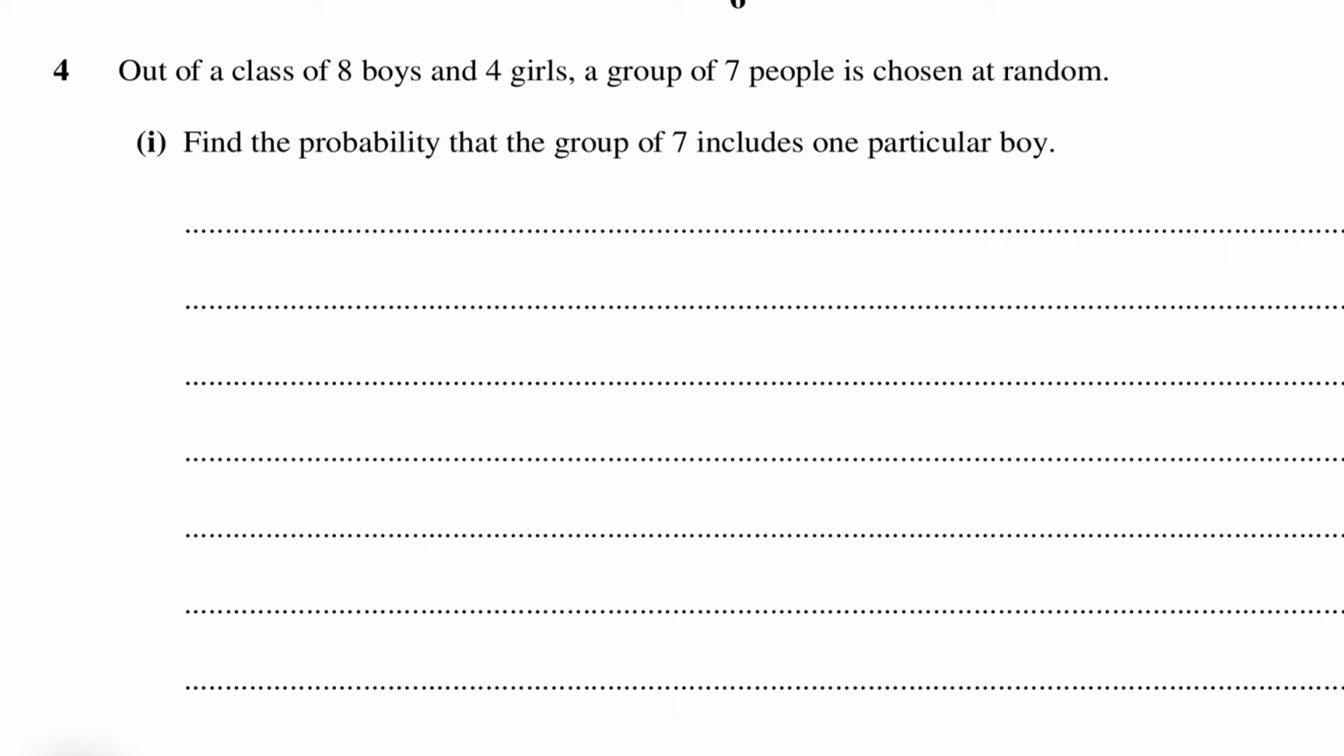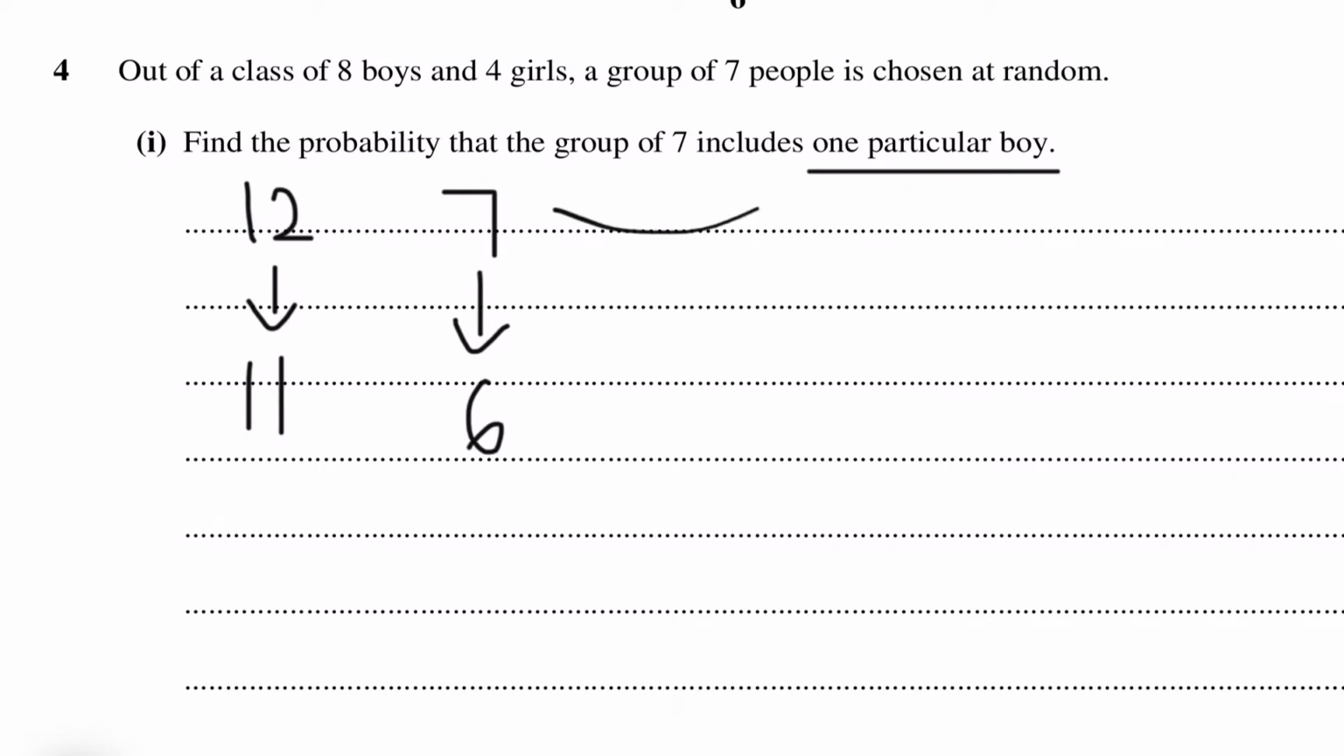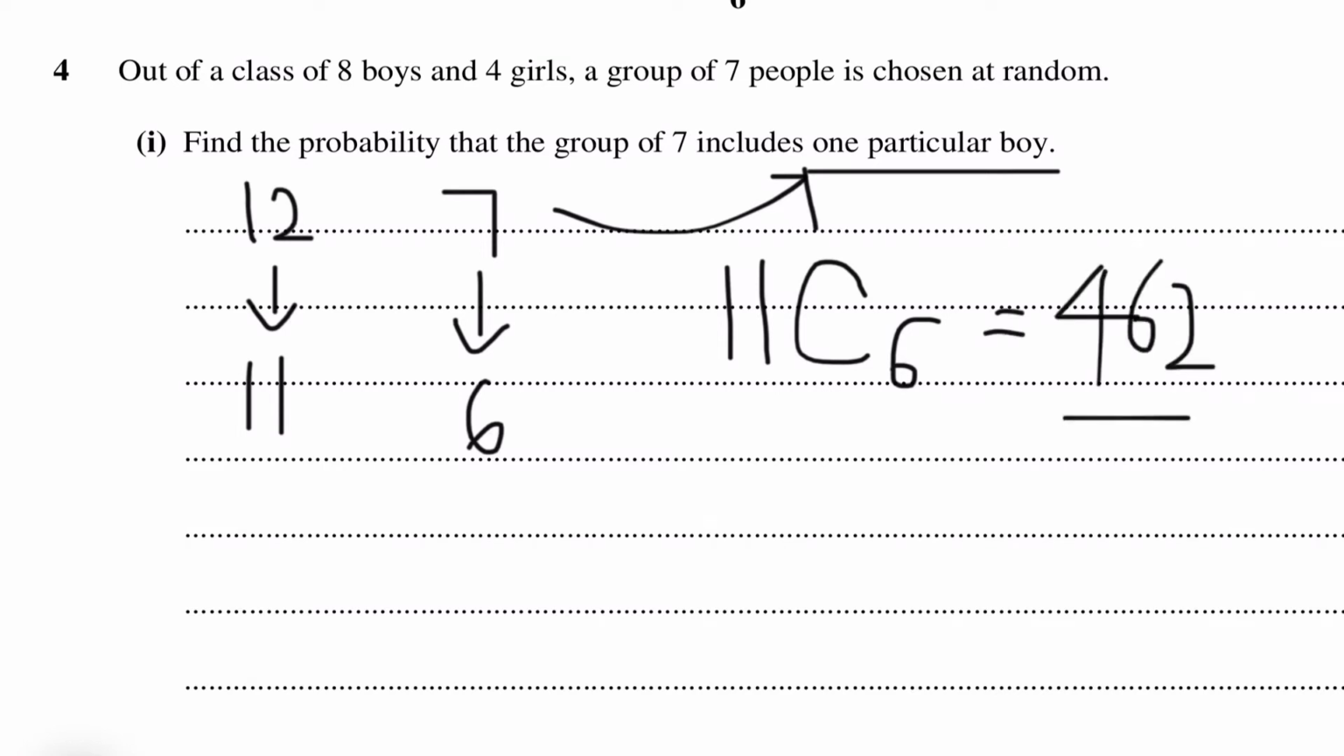If you're including one particular boy, that means out of the 12, you will only need 11 because one is already included. And out of the seven people chosen, you will only have 6 left because one of the spots is taken by this particular boy. So we'll use combination 11. Out of the 11, we're taking 6. This will give you 462.